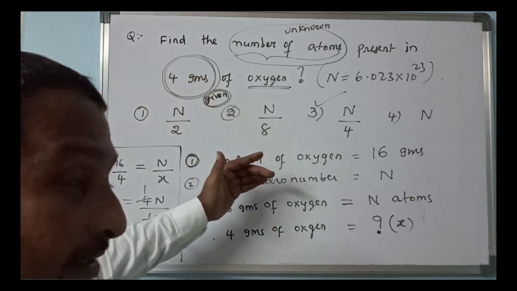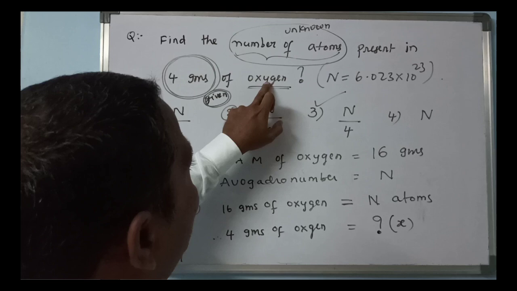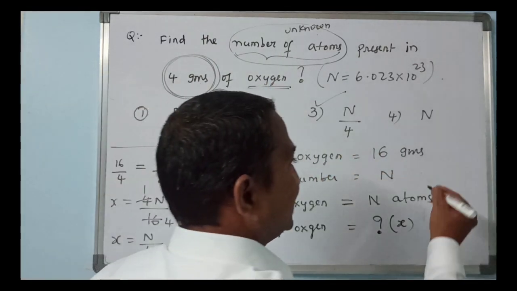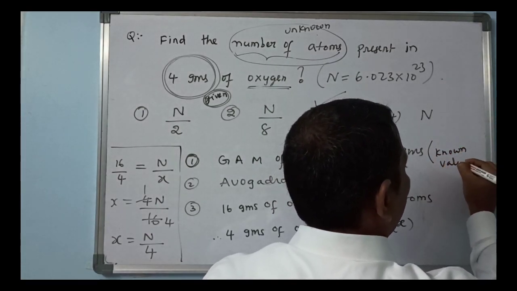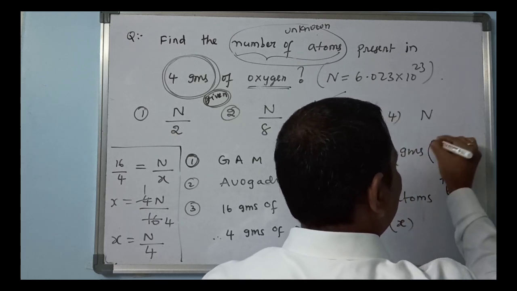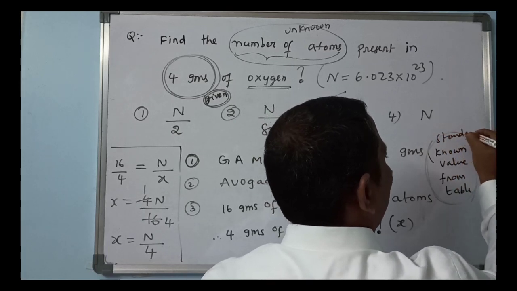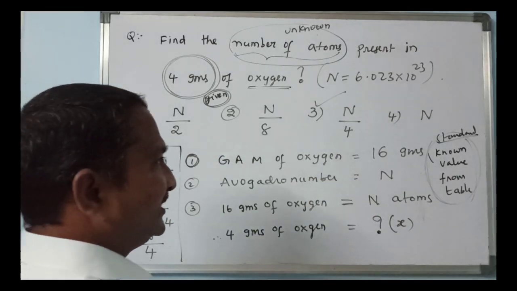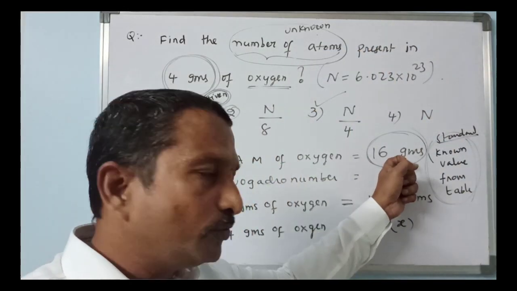See how I am solving this numerical problem. First you write the gram atomic mass of oxygen. Why? Because oxygen is given as 16 grams. This is a known value from the table. Known means standard. First we should write a standard value. This is 16 grams. This is not in the problem. This is the value we know.